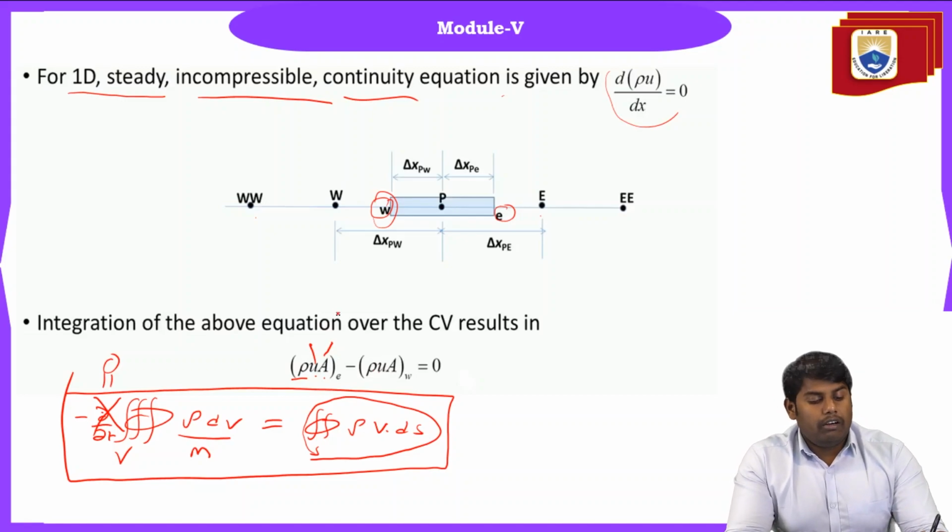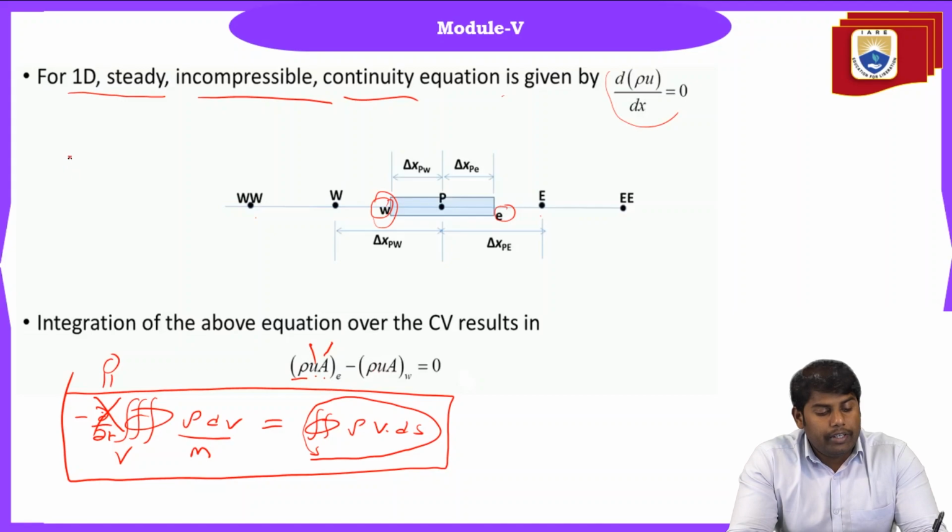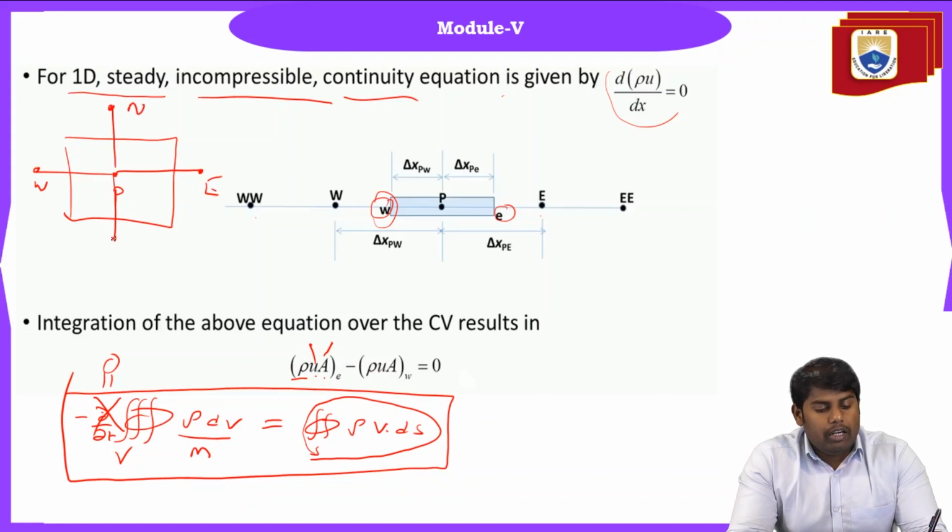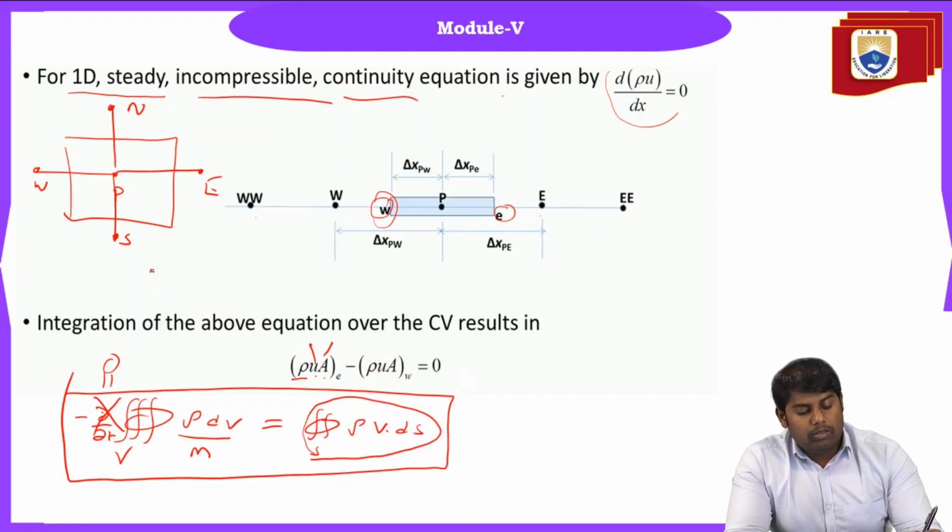Now when we see the 2D continuity equation, what do we get? We have the point of interest P, the west node, the east node, and additionally the north node and the south node. So we have east, west, north, south nodes. For 1D we have only west and east; for 2D we have the additional north and south. Fine, so here is the formulation we have for 1D.